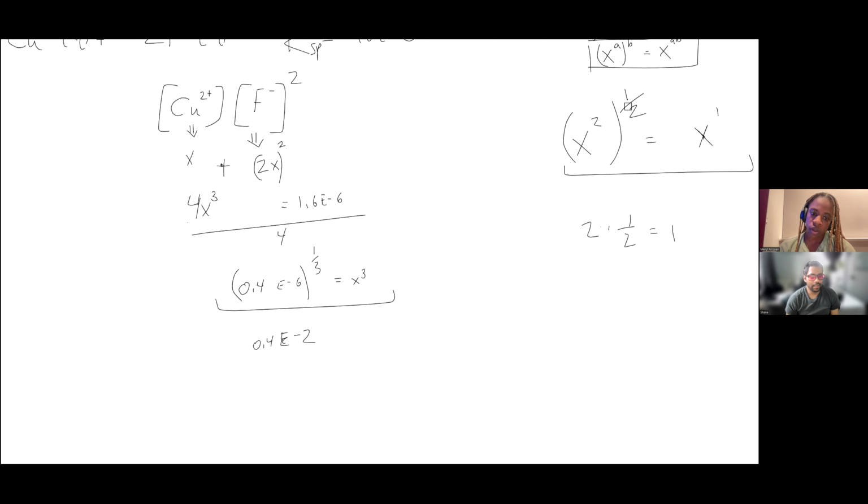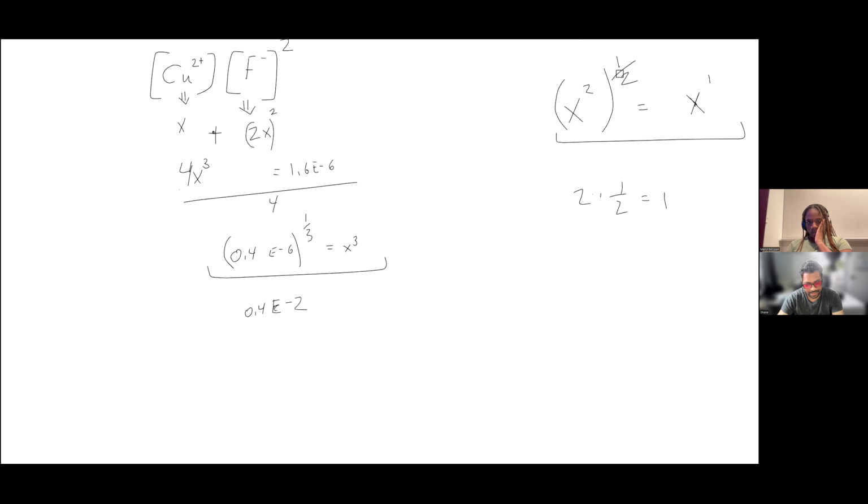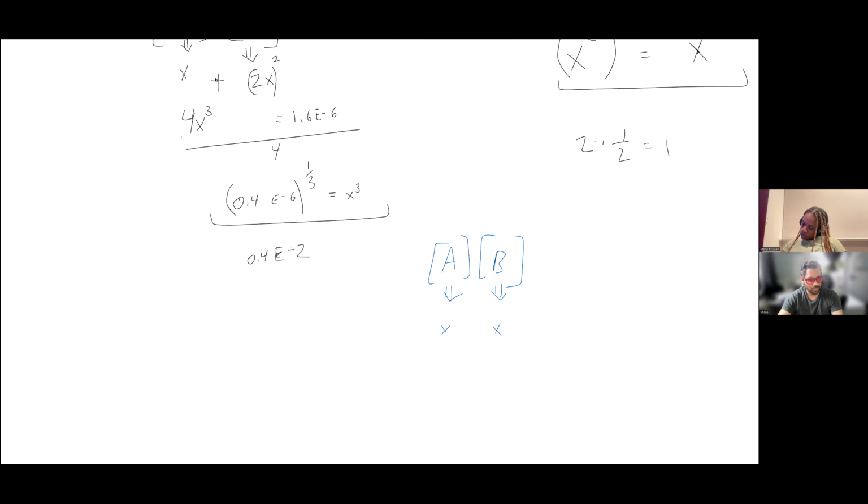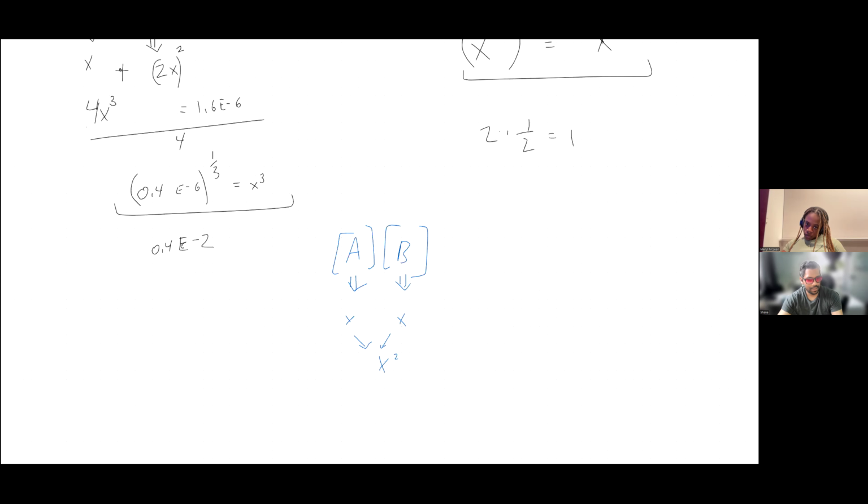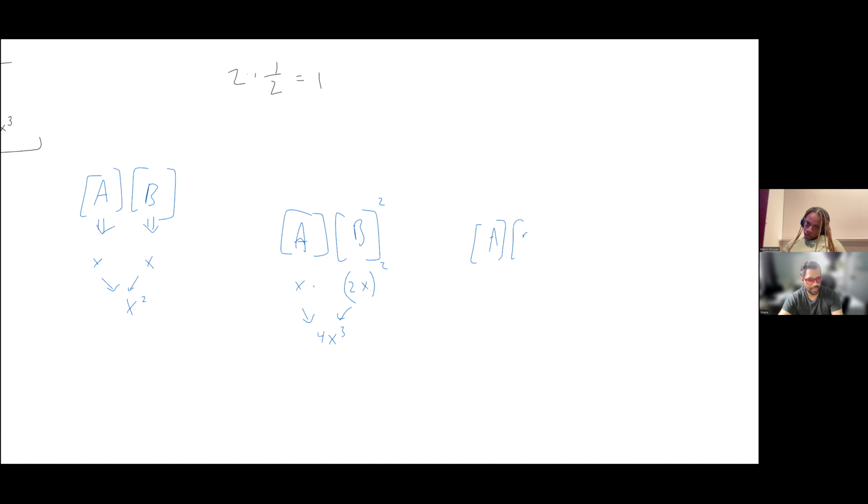Good. So solubility problems will always essentially be something like this, but you can have a total of 3 possibilities. Something like A, or let's just say B. If they're equal amounts each, X, this would turn into X squared. You could then have A and then B squared, which could then be X times 2X squared, which would give you the 4x cubed. And then lastly, you had something like this. You would get x and then in parentheses 3x cubed. And then what would this give you?